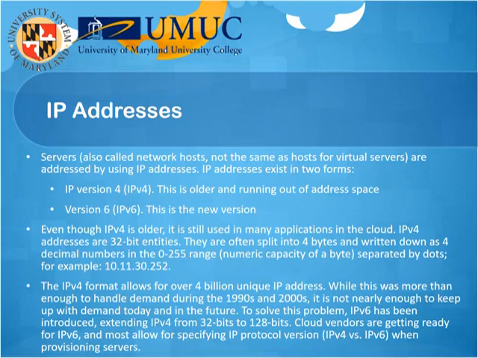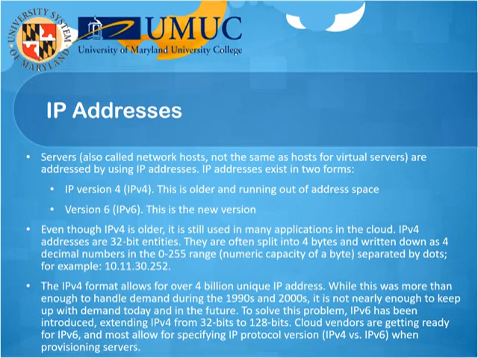IP version 4 addresses are 32-bit entities. They are often split into 4 bytes and written down as 4 decimal numbers in the 0 to 255 range, which is the numeric capacity of a byte, separated by dots. For example, 10.11.30.252. The IP version 4 format allows for over 4 billion unique IP addresses.